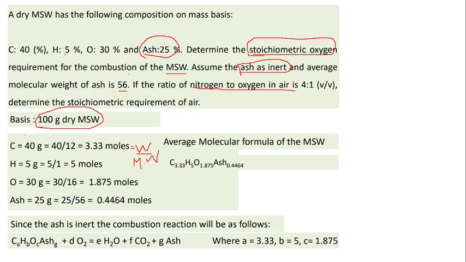Hydrogen, the weight is 5, molecular weight is 1, so 5 by 1 is 5 moles. Oxygen molecular weight is 16, total weight is 30, so 30 by 16 is 1.875 moles. Ash is 25 grams and the molecular weight is given in the question itself, so 25 by 56 is 0.4464 moles. Now we have found the mole composition of the municipal solid waste.